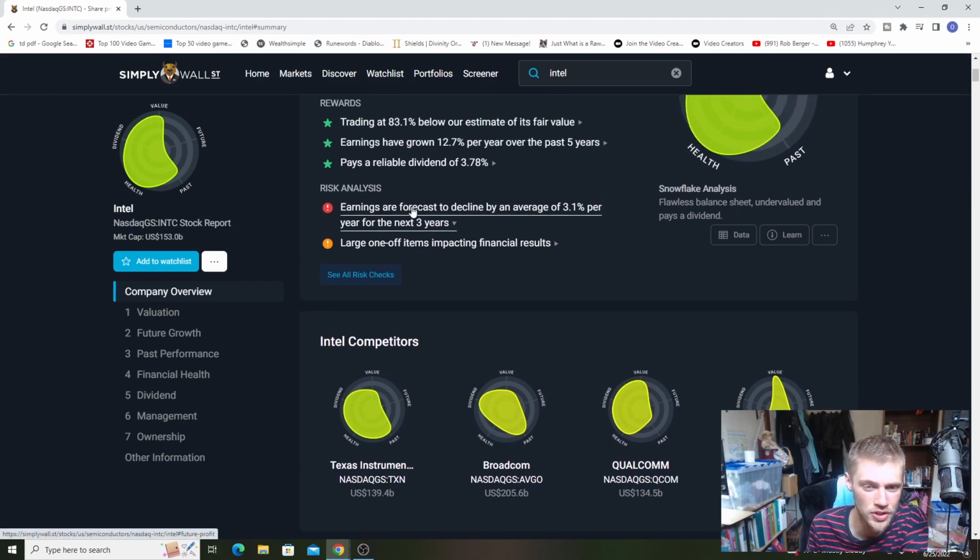Risk analysis, it says earnings are forecast to decline by an average of 3% per year for the next 3 years. So they're saying maybe the next couple years the company's going to have a little bit of a harder time. Maybe the stock might dip, but that doesn't necessarily mean it's not a good investment. It just means that that's something you might expect.